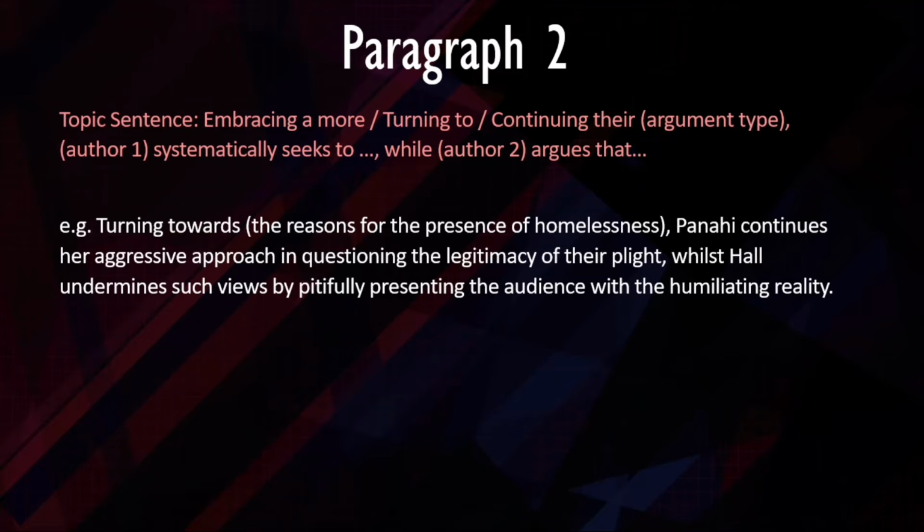Now, there's no right or wrong answer with what you should point out, but as long as you point out something, that's better than not doing it at all. For this case, I like to use phrases such as embracing a more something argument, embracing a more, for example, future-orientated argument, turning to, so if it's turning to a different issue or a different aspect of an issue. And I wouldn't advise using this too often, but if the author does use the same approach and that's significant, then you can say continuing their argument type, their tone, their direct appeals to parents or whatever.